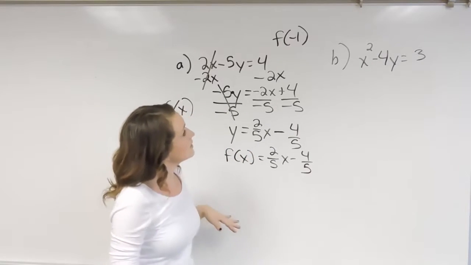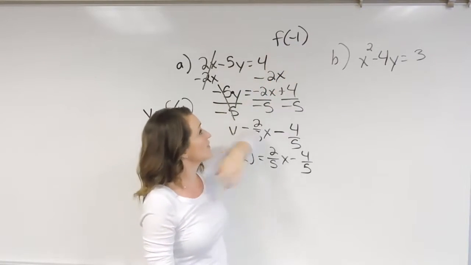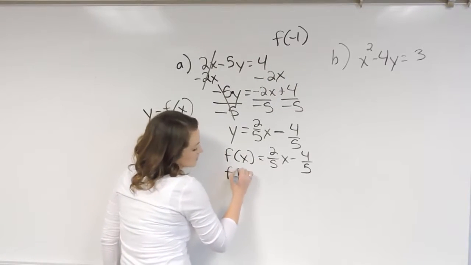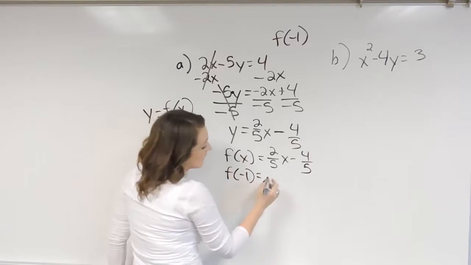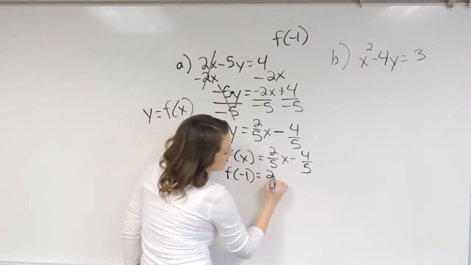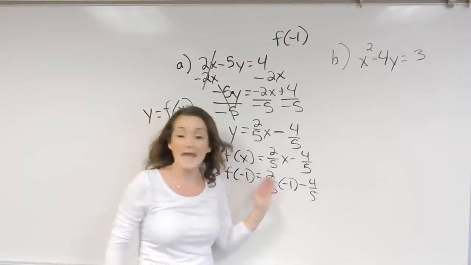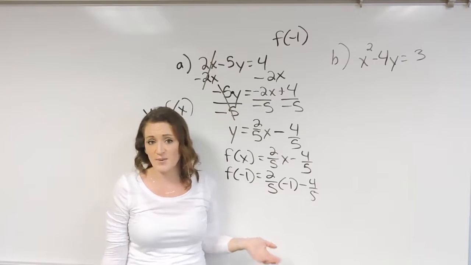Now, we're going to evaluate this function here for f of negative 1. What this means is that f of negative 1 means we're plugging in a negative 1 for x, right? So with this equation over here, we're plugging in this negative 1 for any x value that we have, and we're just going to simplify and evaluate this.